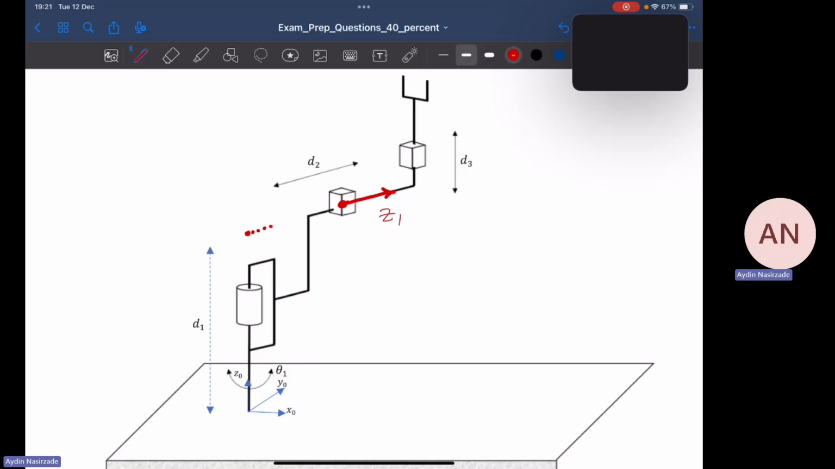Basically, we are just sliding it a little bit so that x1 can intersect the z0 axis. I'm basically sliding z1 right here, and my z1 is here. Now I can draw x1, let's say in this direction. In this particular case, x1 is perpendicular to both z1 and z0, and it intersects the z0 axis. That's it.